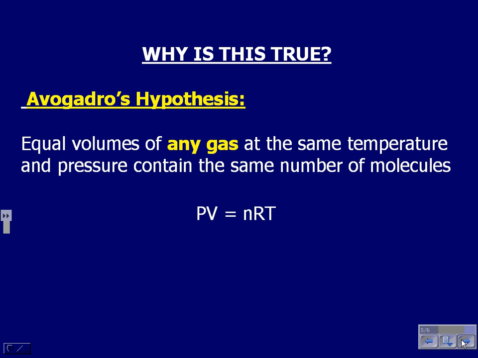We can see that with PV equals nRT. If it's the same pressure, then pressure is a constant. Not that it's gone, but it's just a number. And if it's at the same temperature, then the temperature is constant. And R, well, it is a constant. And that means volume is directly related to the number of moles. And so if it has the same pressure and temperature, then that volume will have the same number of moles, even if we're talking about two separate gases.